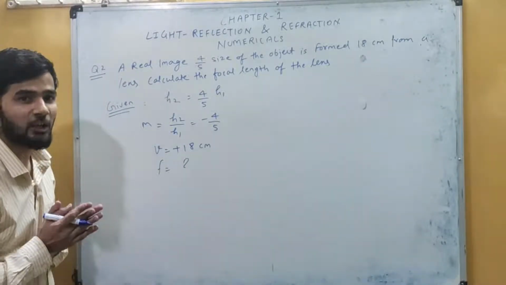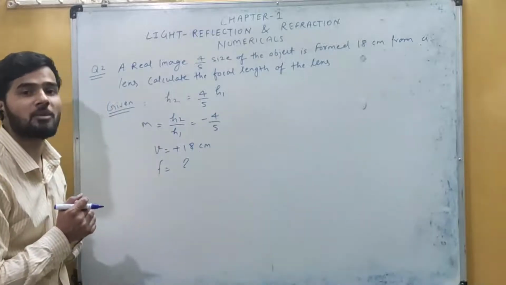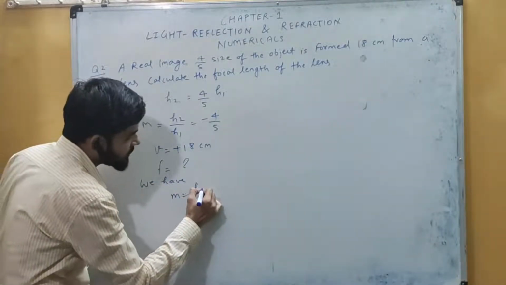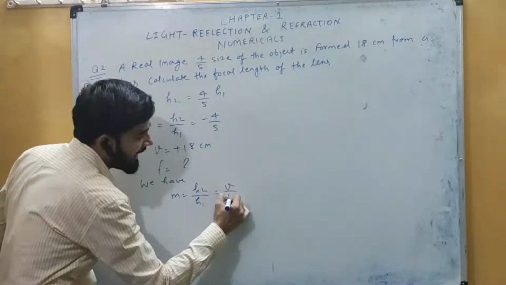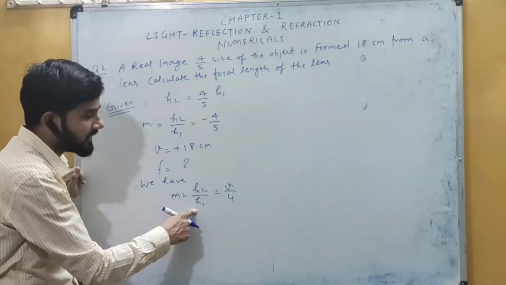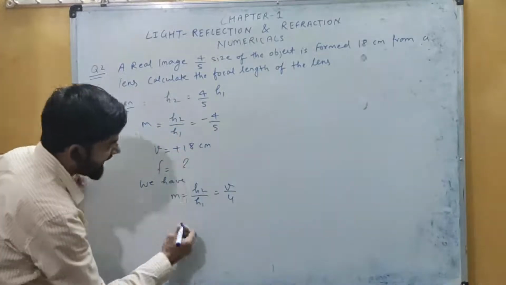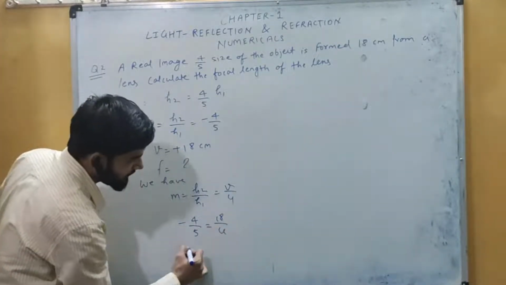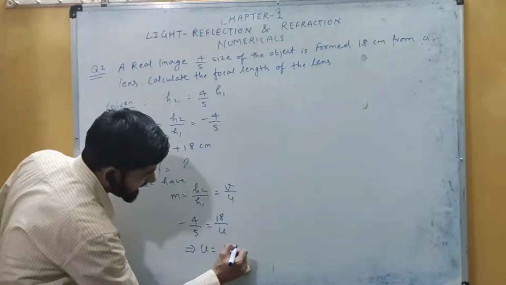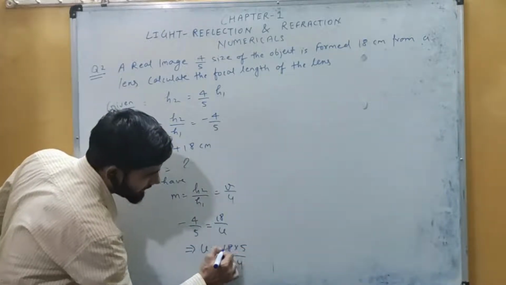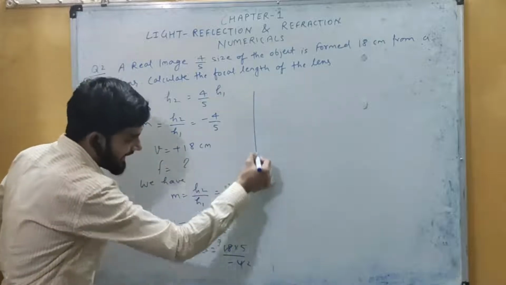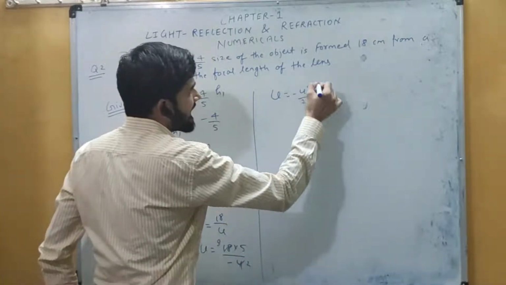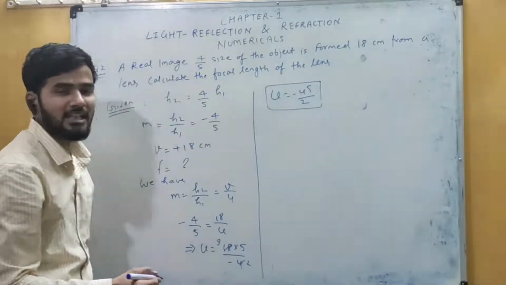So first of all you have to find the value of u, and that we can find by using the formula for magnification. We have m is equal to h2 by h1 is equal to v by u. So we can directly use the value of h2 by h1 and we will get the value of u. So this h2 by h1, minus 4 by 5, is equal to v, 18 by u. So here I can find u is equal to 18 into 5 by minus 4. It will be 9 by 2. So I can write this u is equal to 45 by minus 2. So it will be minus 45 by 2 centimeter.